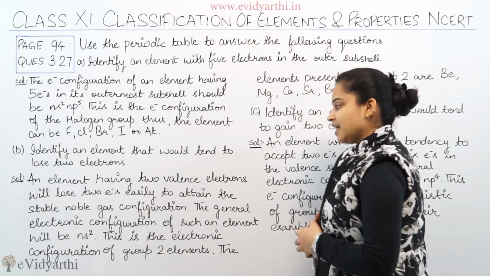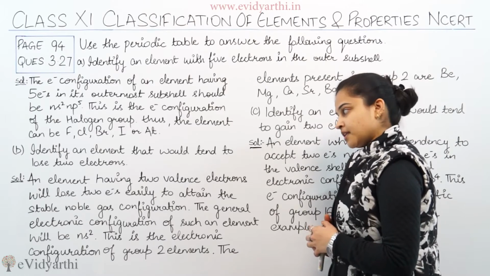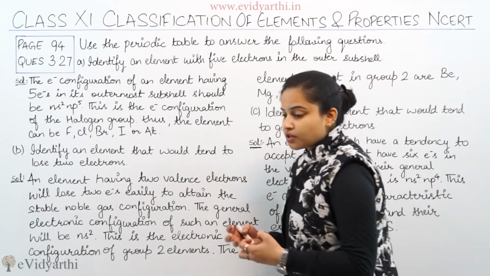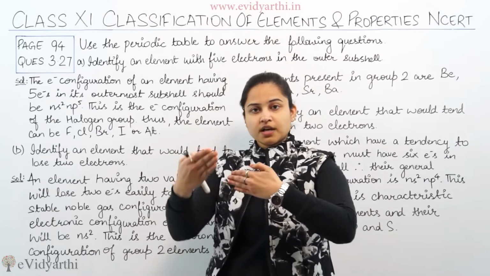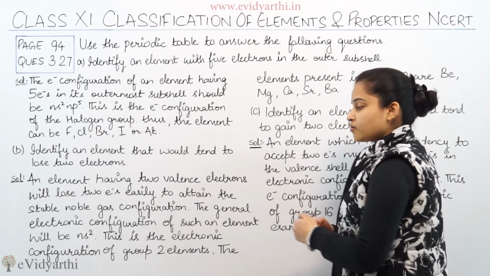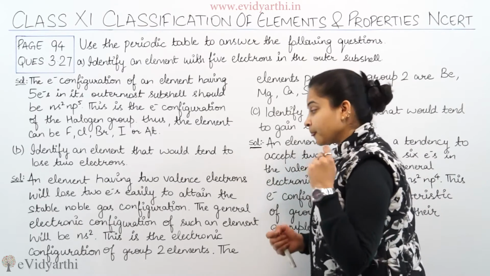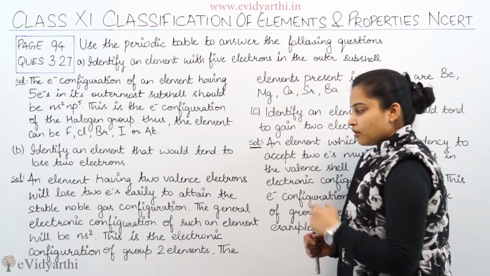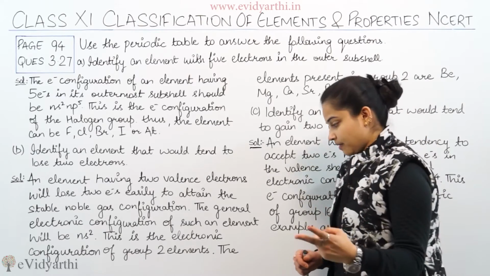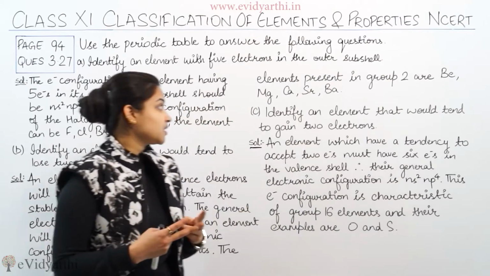So an element having 2 valence electrons will lose 2 electrons easily to attain the stable noble gas configuration. Since it has 2 electrons and loses them, obviously it will come to the stable noble gas configuration state. The general electronic configuration of such an element will be ns2. This is the electronic configuration of group 2 elements. Whose electronic configuration is this ns2? It belongs to group 2 elements.